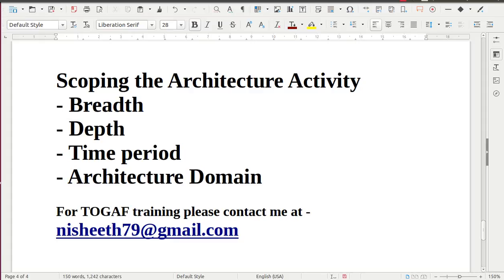When we talk about scoping the architecture activity, we scope the architecture activity in four ways: breadth, depth, time period, and architecture domain. So these are the four dimensions which are important for scoping the architecture activity.